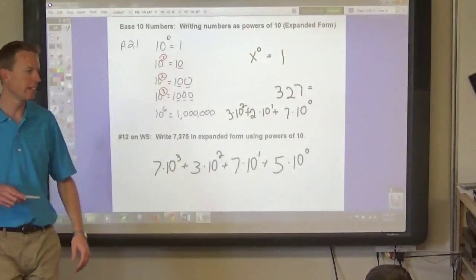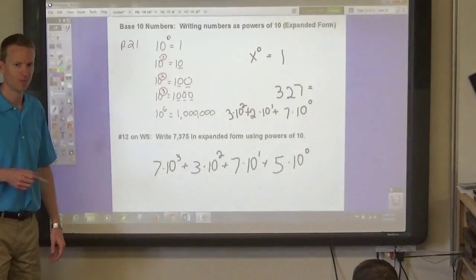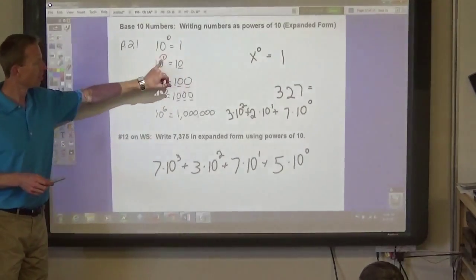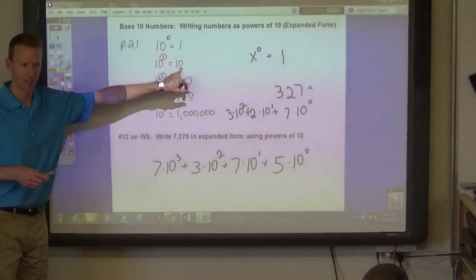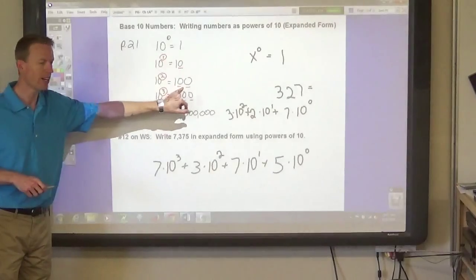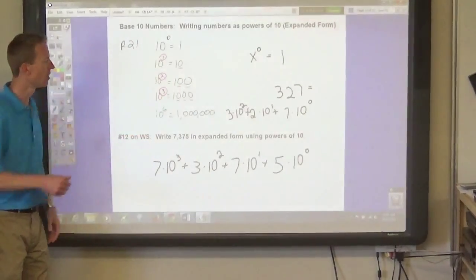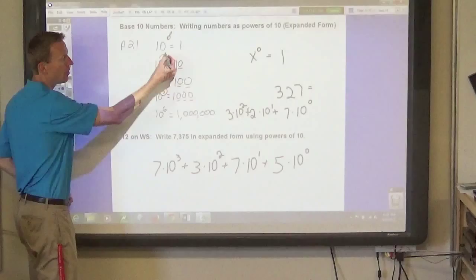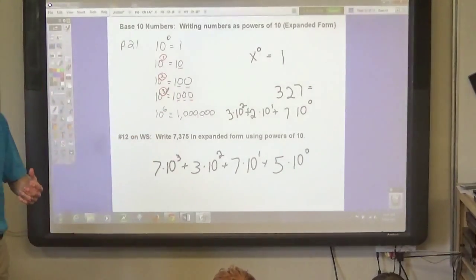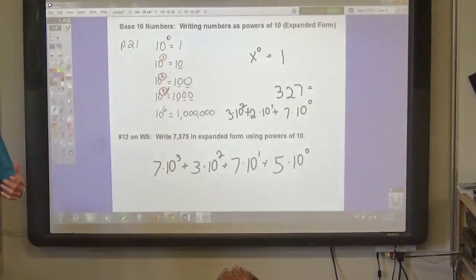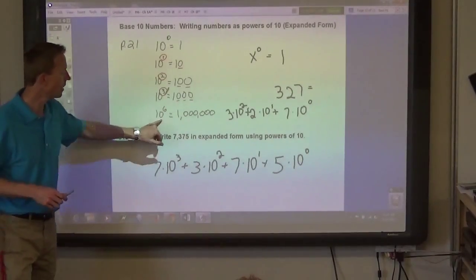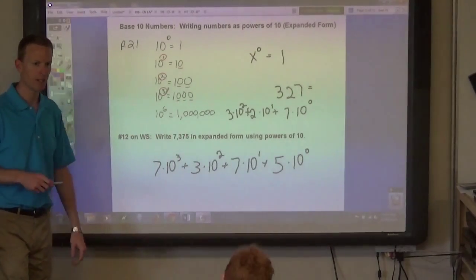What other patterns do you see here? Max? Every time you add a number, you add a 0. Good. So 10 to the first power has a 1 with 1 zero. 10 to the second power has a 1 with 2 zeros, 3 zeros. So basically, the exponent is telling you how many zeros are in the number. Right? 10 to the sixth power is 1 million.